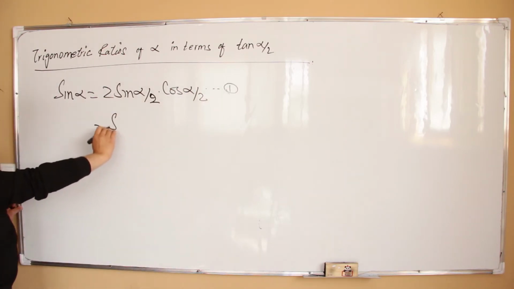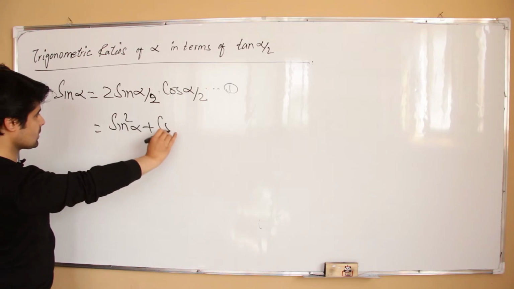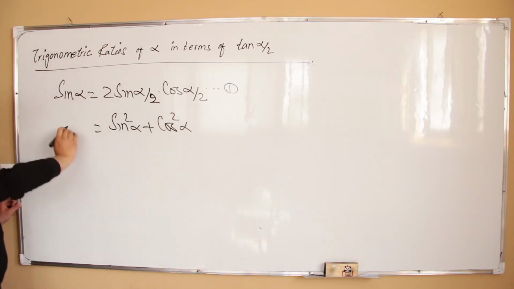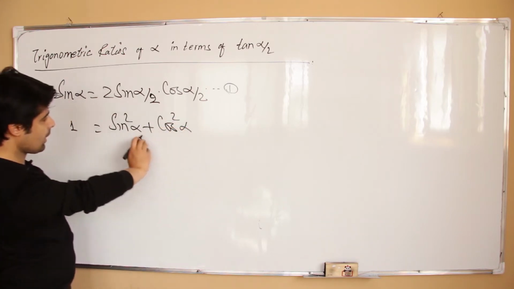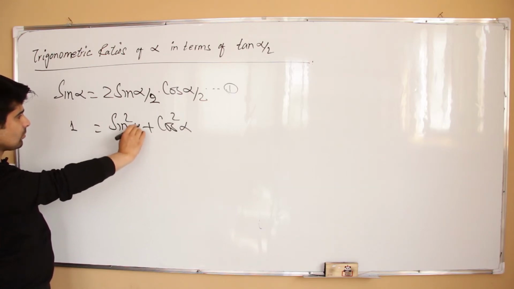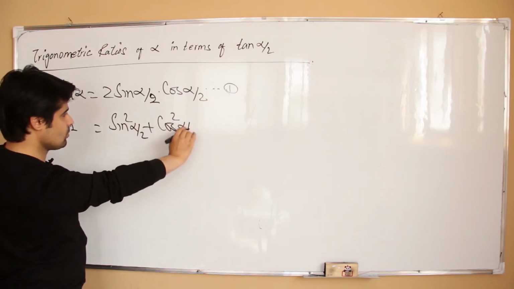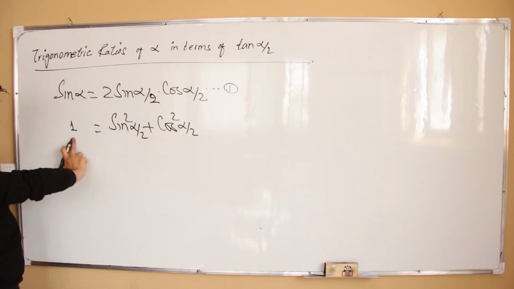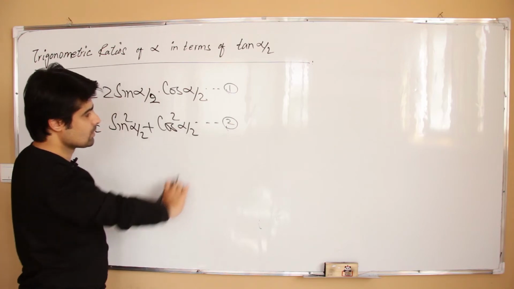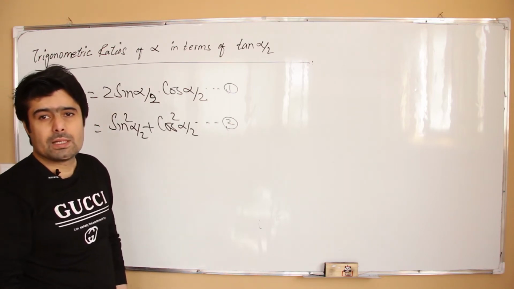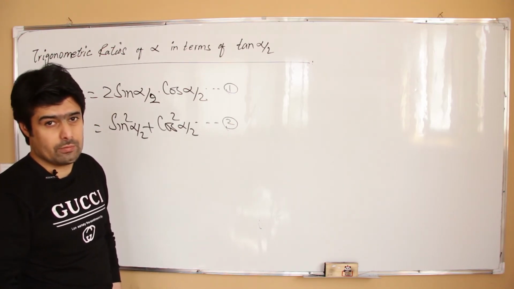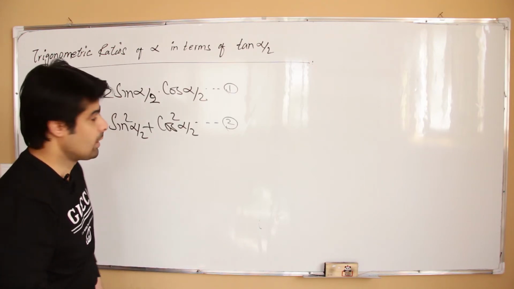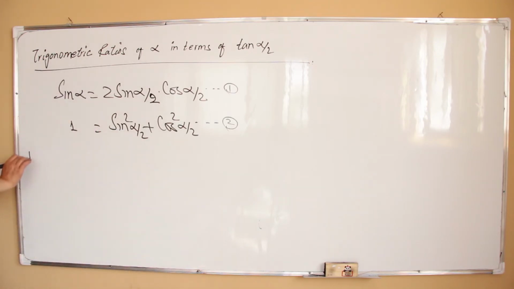Also we know that sine square of alpha plus cosine square of alpha is 1. And if this one is alpha by 2, once again, sine square of alpha by 2 plus cosine square of alpha by 2 is also 1. For every angle, sine square of that angle plus cosine square of that angle is 1. Now, I will divide the first equation by the second equation.